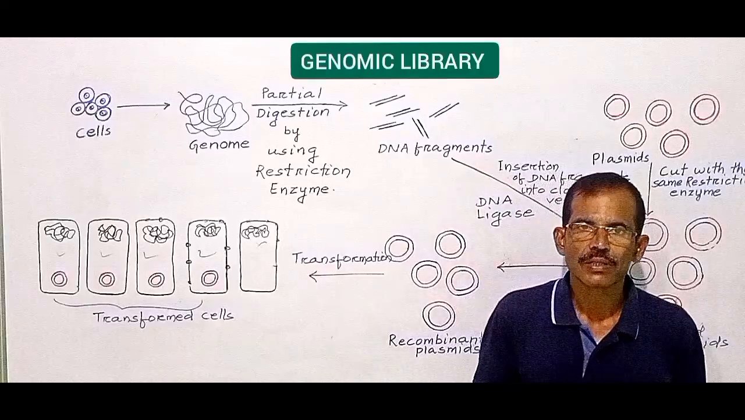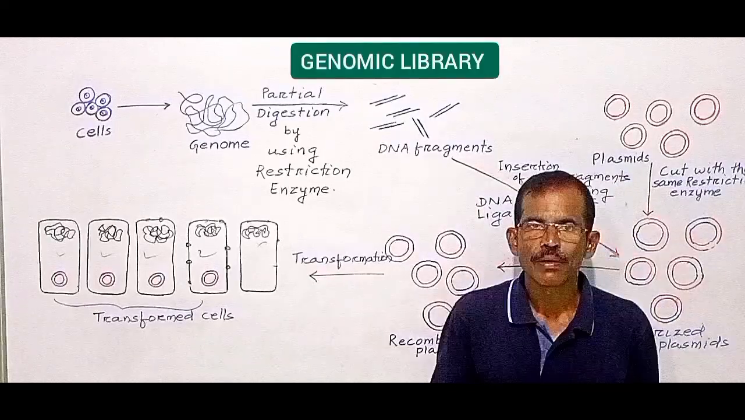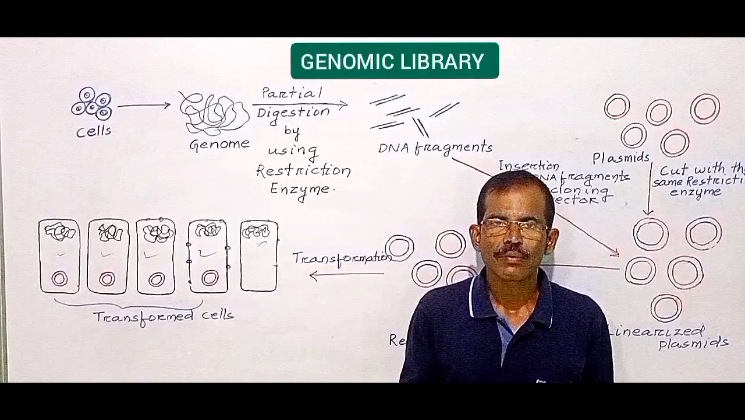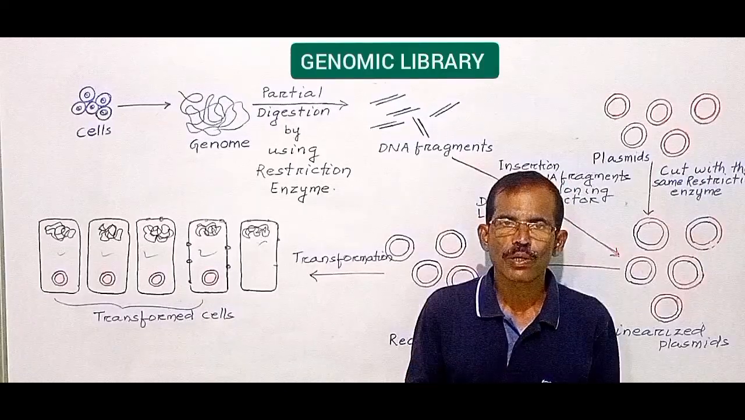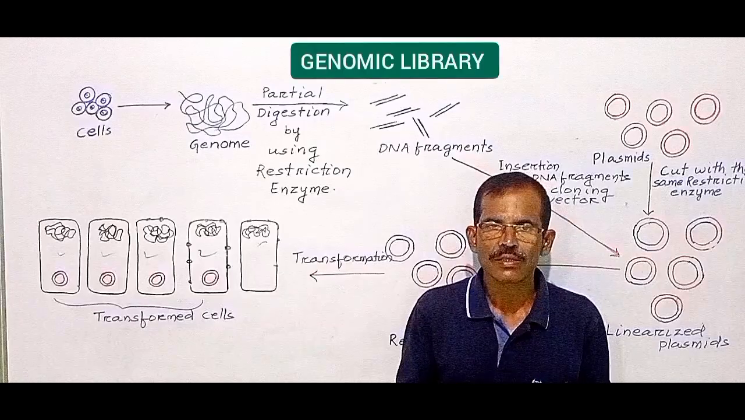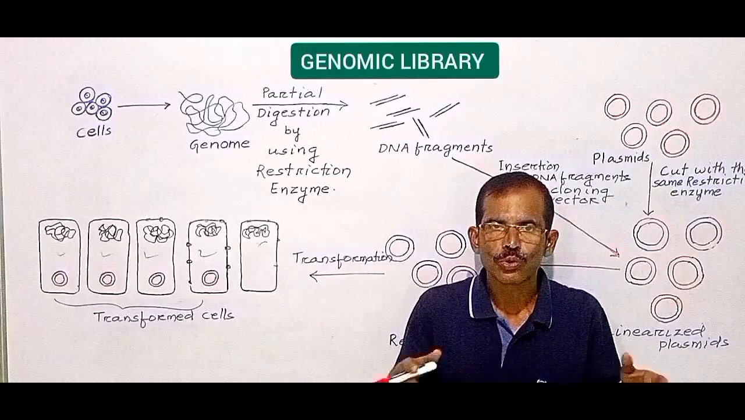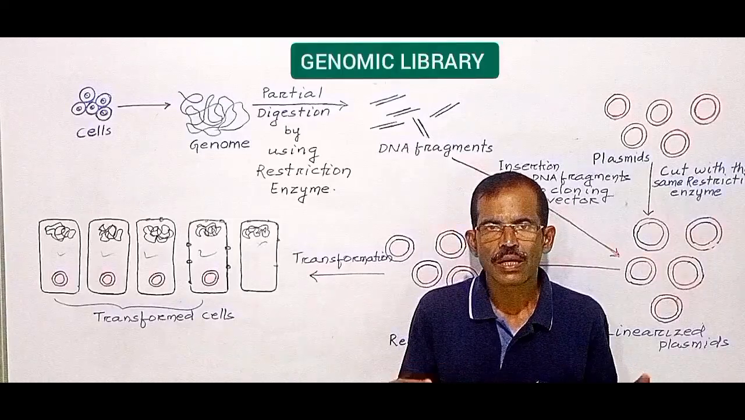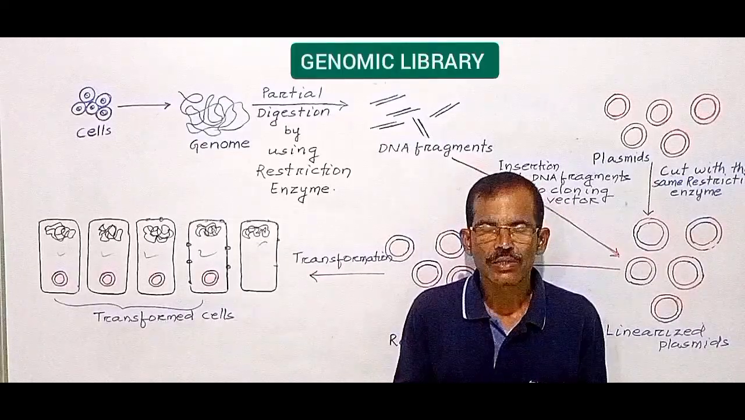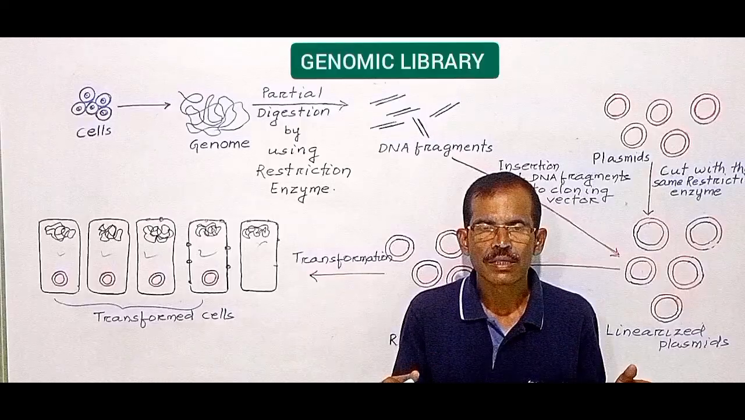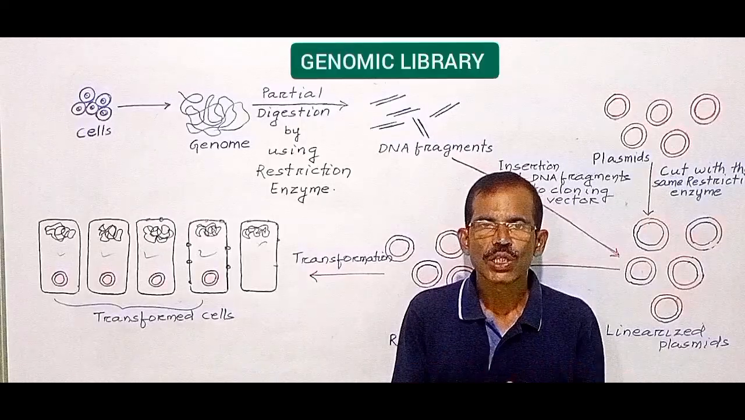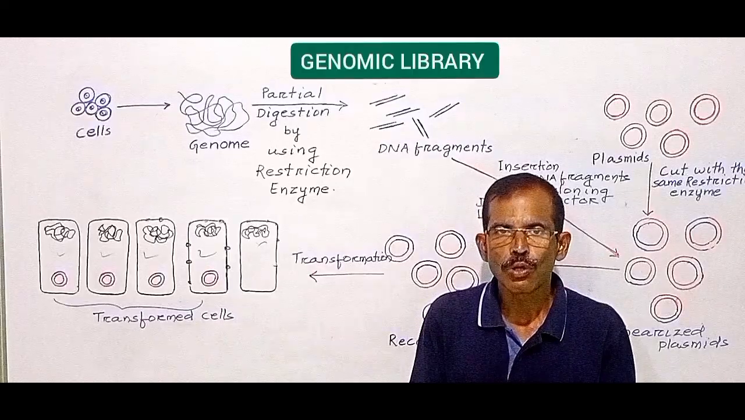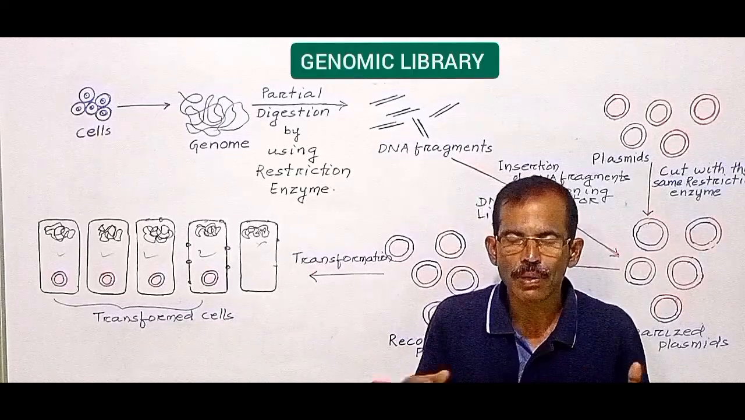DNA library or gene library is a collection of DNA fragments that are cloned into a population of identical vectors and are stored within suitable host organism. There are two types of DNA library. First one is genomic library and second one is cDNA or complementary DNA library. Today we will know more about genomic library.